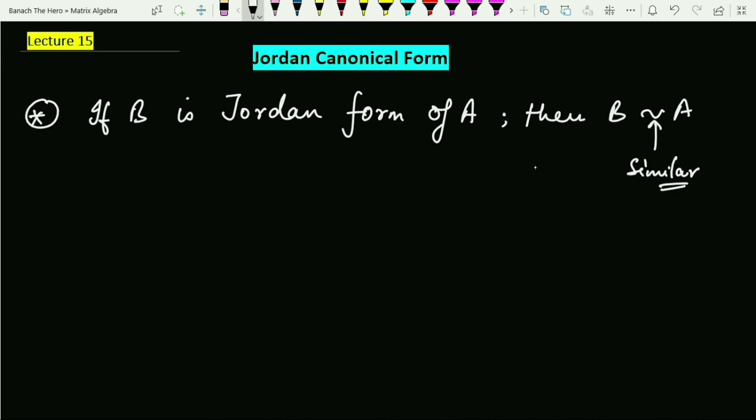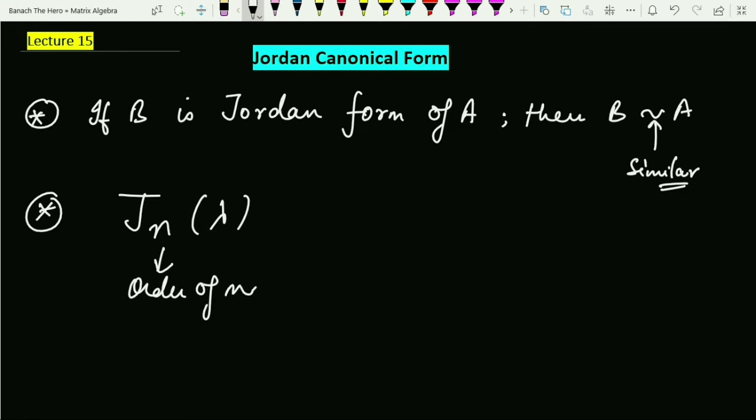So if two matrices are similar to each other, there are a lot of properties that will become the same. That is, their eigenvalues will be the same, characteristic polynomial will be the same, minimal polynomial will be the same, determinant will be the same, trace will be the same. Now how can we denote the Jordan form of A? Generally this is denoted as J_n(lambda), where n stands for the order of the matrix and lambda denotes the diagonal entries, right? And we'll see that these lambdas are nothing but the eigenvalues.